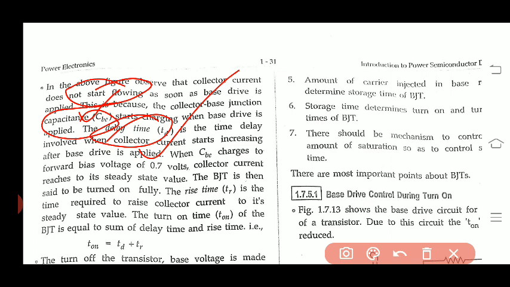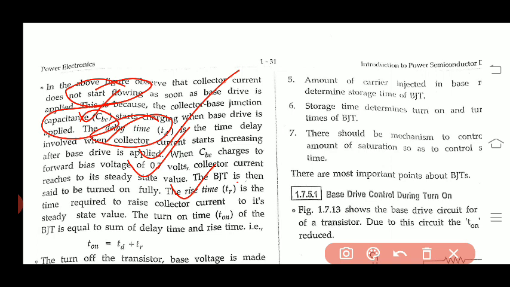When base to emitter voltage reaches the forward bias voltage of 0.7 volt, then the collector current reaches a steady value. The BJT is then said to be turned on. When it is charged to 0.7 volt, only then does your collector current IC start to increase. Then you will call this BJT on. The time required to rise to 90% of maximum IC, we will call the rise time.